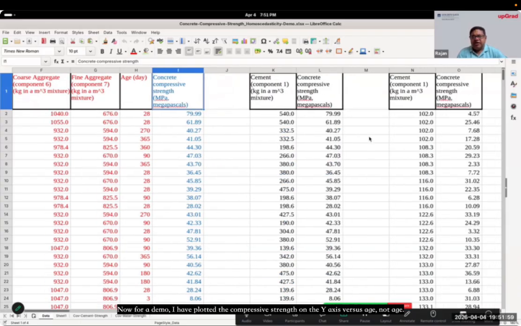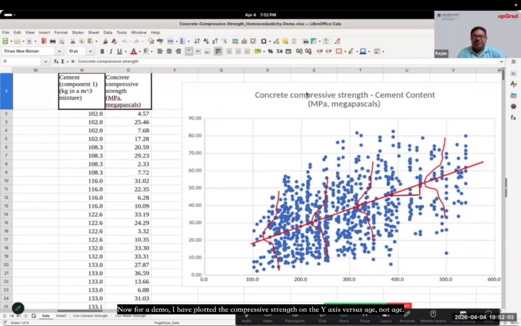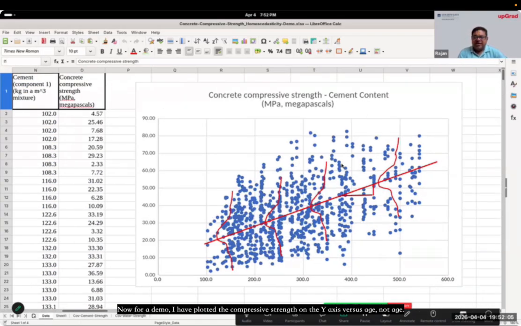For a demo, I have plotted the compressive strength on the y-axis versus cement content on the x-axis, in terms of density, kilograms per meter cube. So what is the density of cement in the concrete slab and its strength?